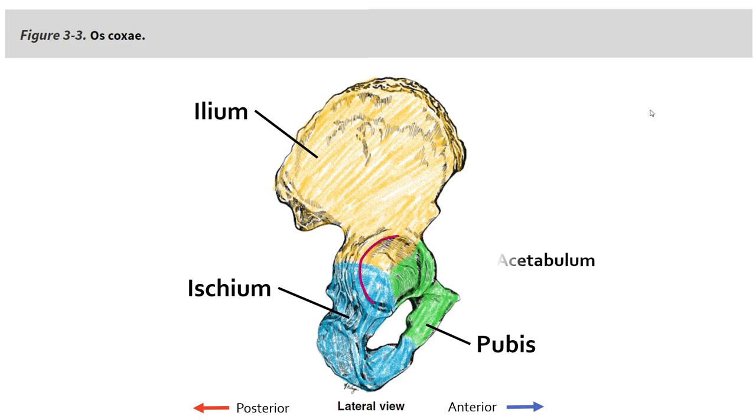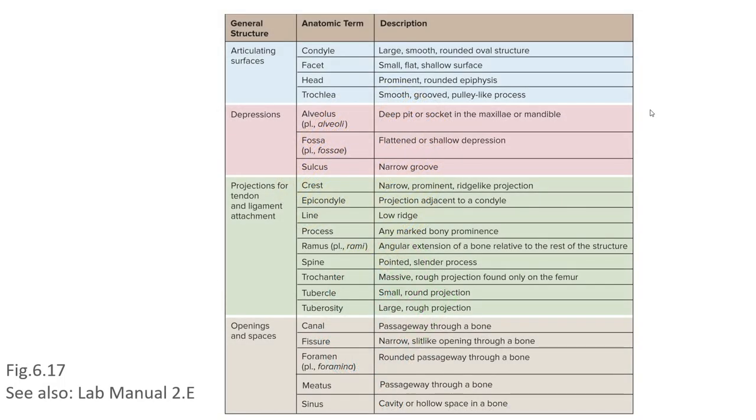The acetabulum, which literally means vinegar cup, is a concave socket on the lateral surface where all three of the bones articulate with each other. And then this is also the location of the coxal joint, where the head of the femur articulates with the pelvis. So now, rather than just simply going into details of each of these three bones sequentially, I'd like to use this structure as a way to introduce the various bony markings that we will reference throughout this course. So again, I want to draw your attention to figure 6.17 in your textbook, and also the chart on 2E in your lab manual.